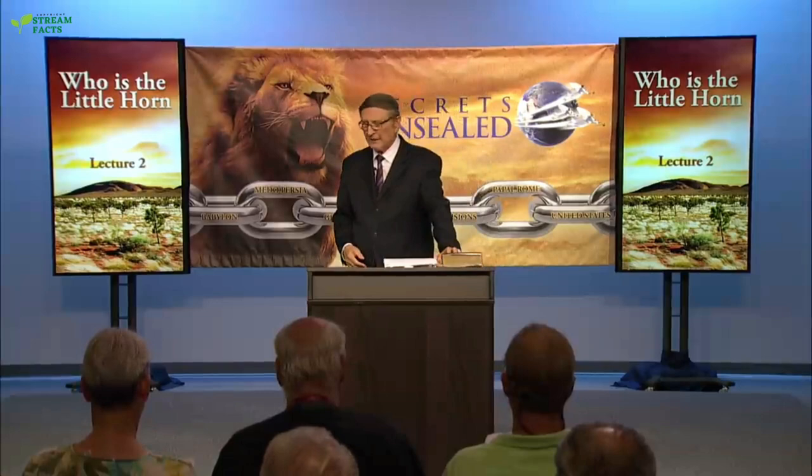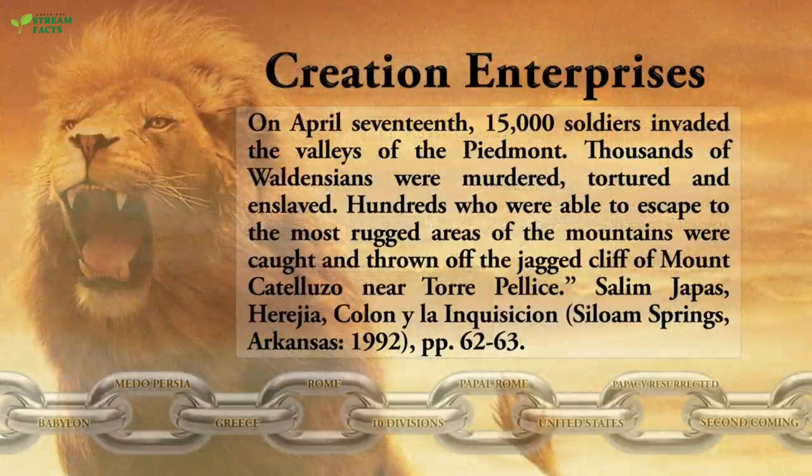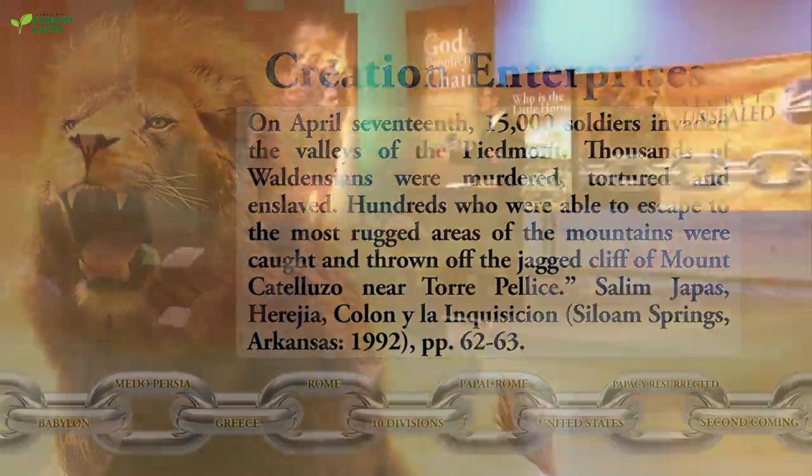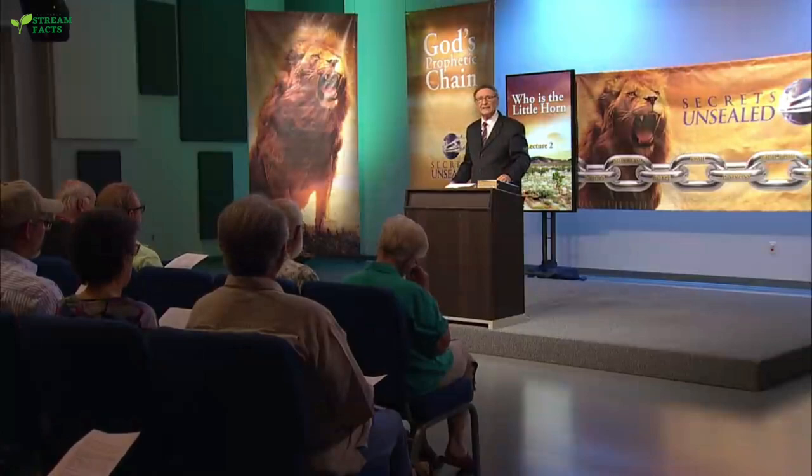He wrote this: on April 17th, 15,000 soldiers invaded the valleys of the Piedmont. Thousands of Waldensians were murdered, tortured, and enslaved. Hundreds who were able to escape to the most rugged areas of the mountains were caught and thrown off the jagged cliff of Mount Cataluso near Torre Pellice. I've been there. I've been at that very ledge where they threw off dozens of Waldensians because they did not agree with the teachings and the practices of the church.